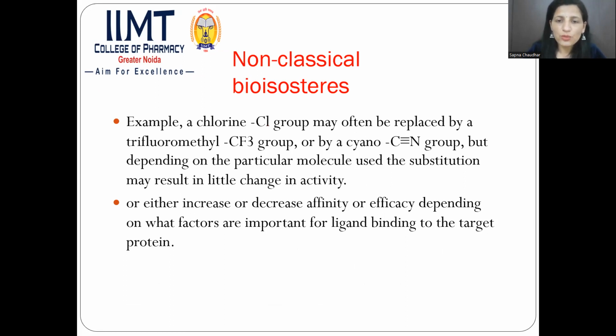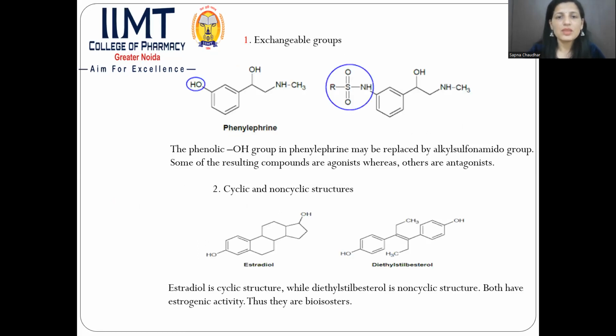For example, a chlorine group may often be replaced by a trifluoromethyl group or by a cyano group, but depending on the particular molecule, the group used for the substitution may result in little change in activity, or either increase or decrease affinity or efficacy, depending on what factors are important for ligand binding to the target protein.